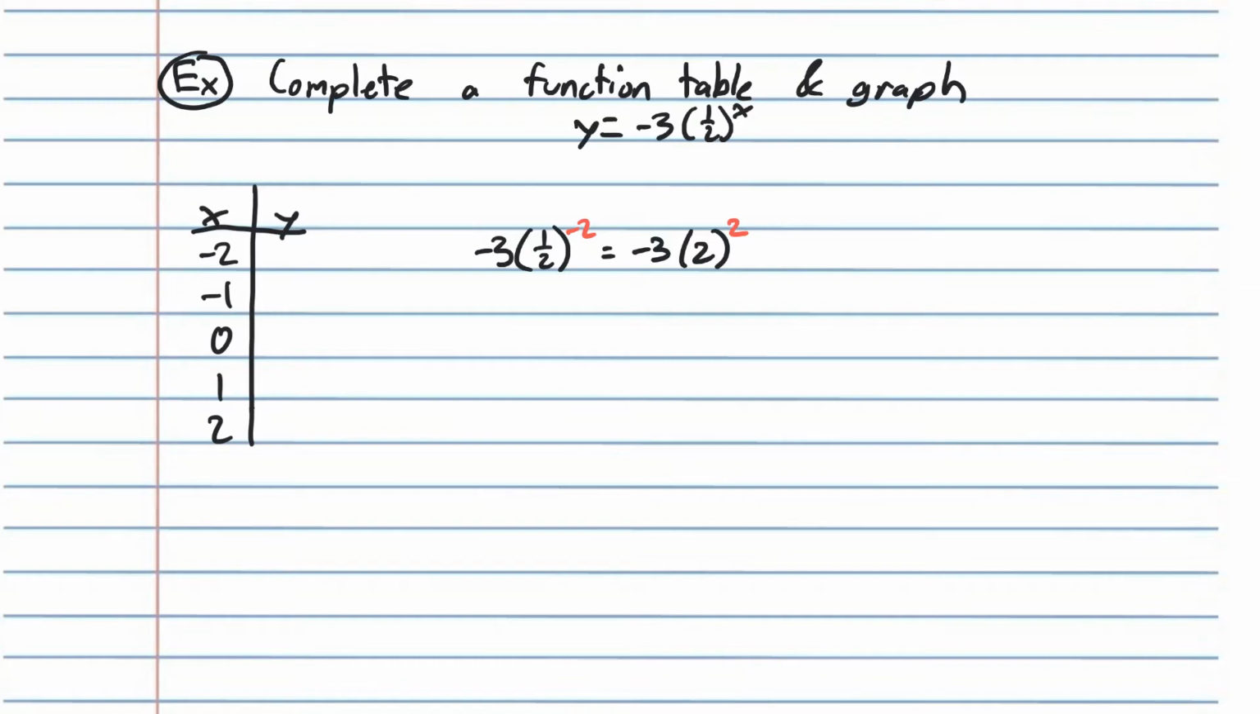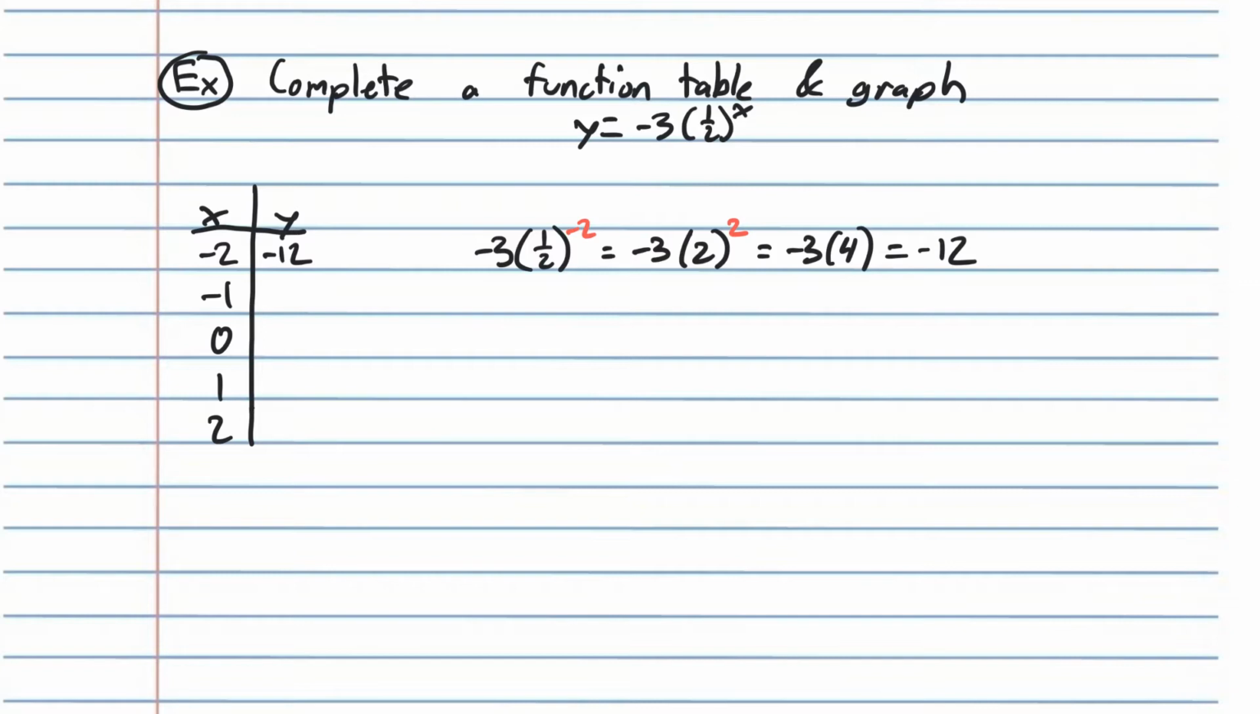And then from here, you can do it relatively easily, right? You can do the exponents first. 2 squared gives you 4. And then -3 times 4 gives you -12. So we can plug that in there. Okay? And then repeat the process.